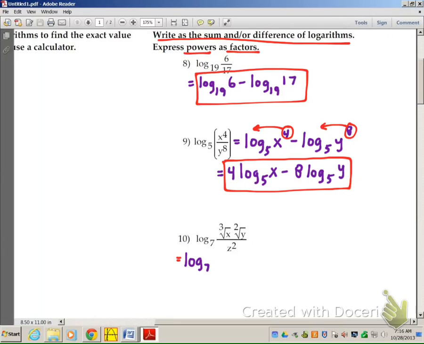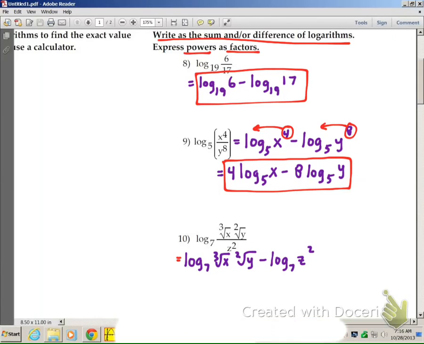We write this as the log base 7. Notice we have a quotient, so the log base 7 of the numerator. I don't know why they'd put a 2 there, it's a square root. So the log base 7 of the numerator minus the log base 7 of the denominator, because the log of a quotient is the difference of the logs. Okay, and then now we have the log of a product as well, and I may need a little more room down here, so I'm going to give myself a little more room.